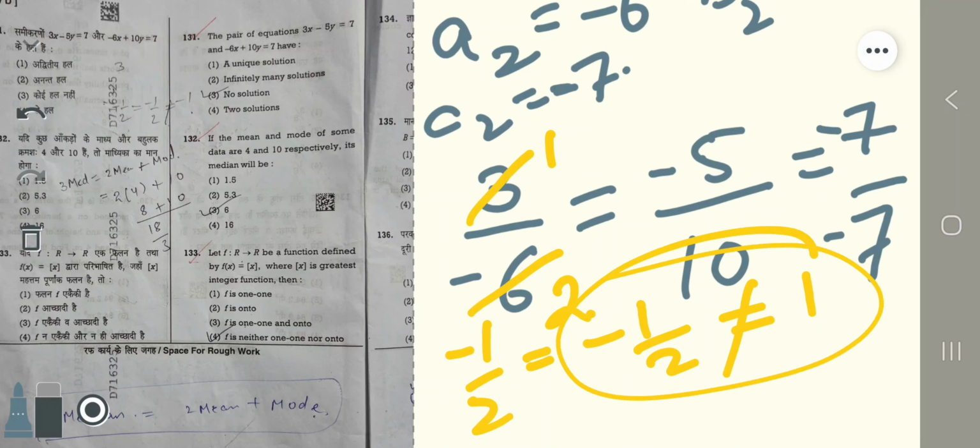This condition doesn't satisfy, so this is a no solution case. When a1/a2 equals b1/b2 but not equal to c1/c2, in that case we have no solution. So option number 3 is the correct answer.